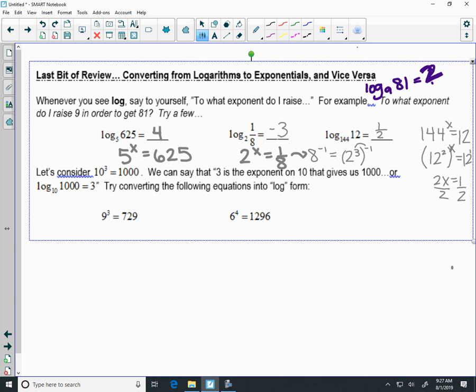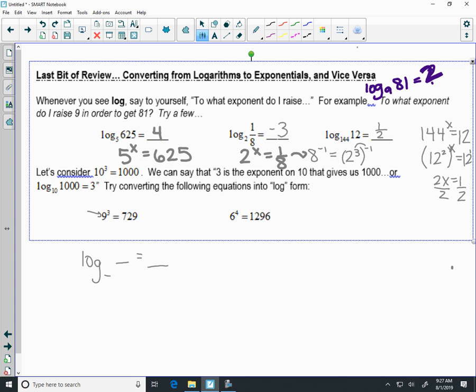All right, here it says, let's consider 10 to the 3rd equals 1,000. We can say that 3 is the exponent on 10 that gives us 1,000, or log base 10 of 1,000 equals 3. And here we have a couple more we can try. So we just want to change these around. 9 to the 3rd equals 729.